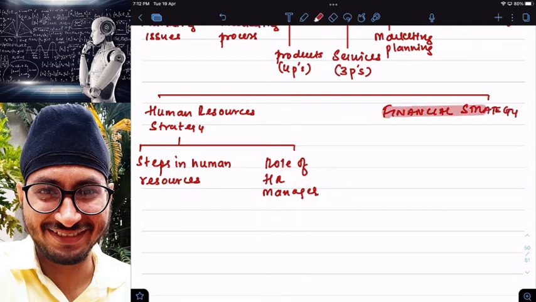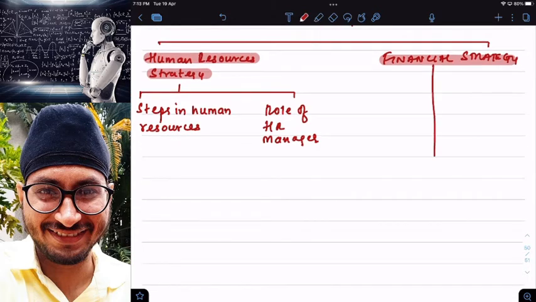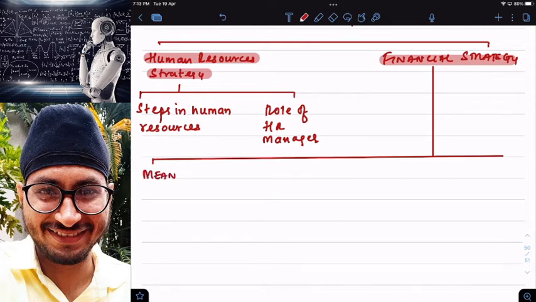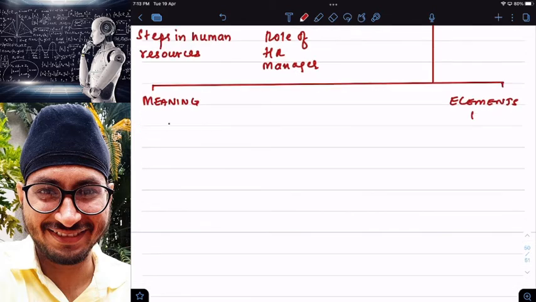In financial strategy, we are going to study the meaning of financial strategy and the elements of financial strategy. There are two things: one is meaning, and then we have elements. Meaning and elements. In elements we have 4 points.